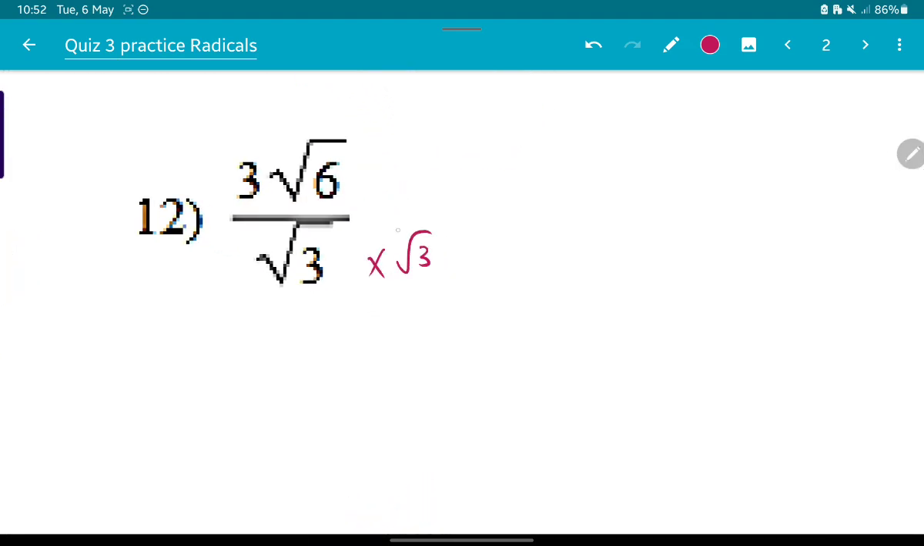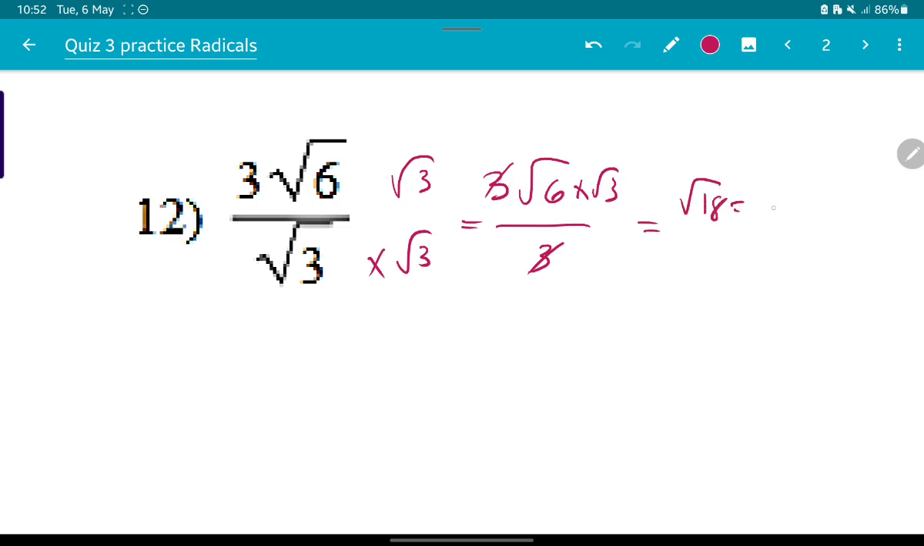Here the same. We can multiply by root 3 over root 3. This would be 3 root 6 times root 3. Okay, we cancel this with 3. This will be root 18, or we can take root 2, 3 root 2. Or we can do it another way.